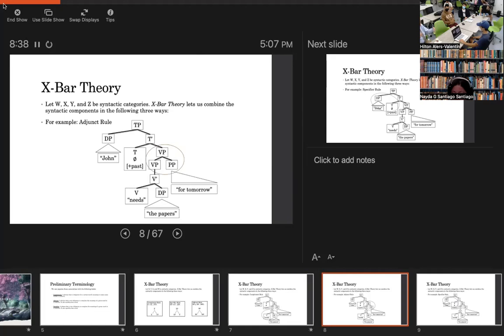Okay, and so you can only have one complement. Like needs the papers. There's one structure that could be in the position of what is needed. Okay, but adjuncts or modifiers for that verb phrase could be limitless. Okay, John needs the papers for tomorrow, in order to give them to somebody.